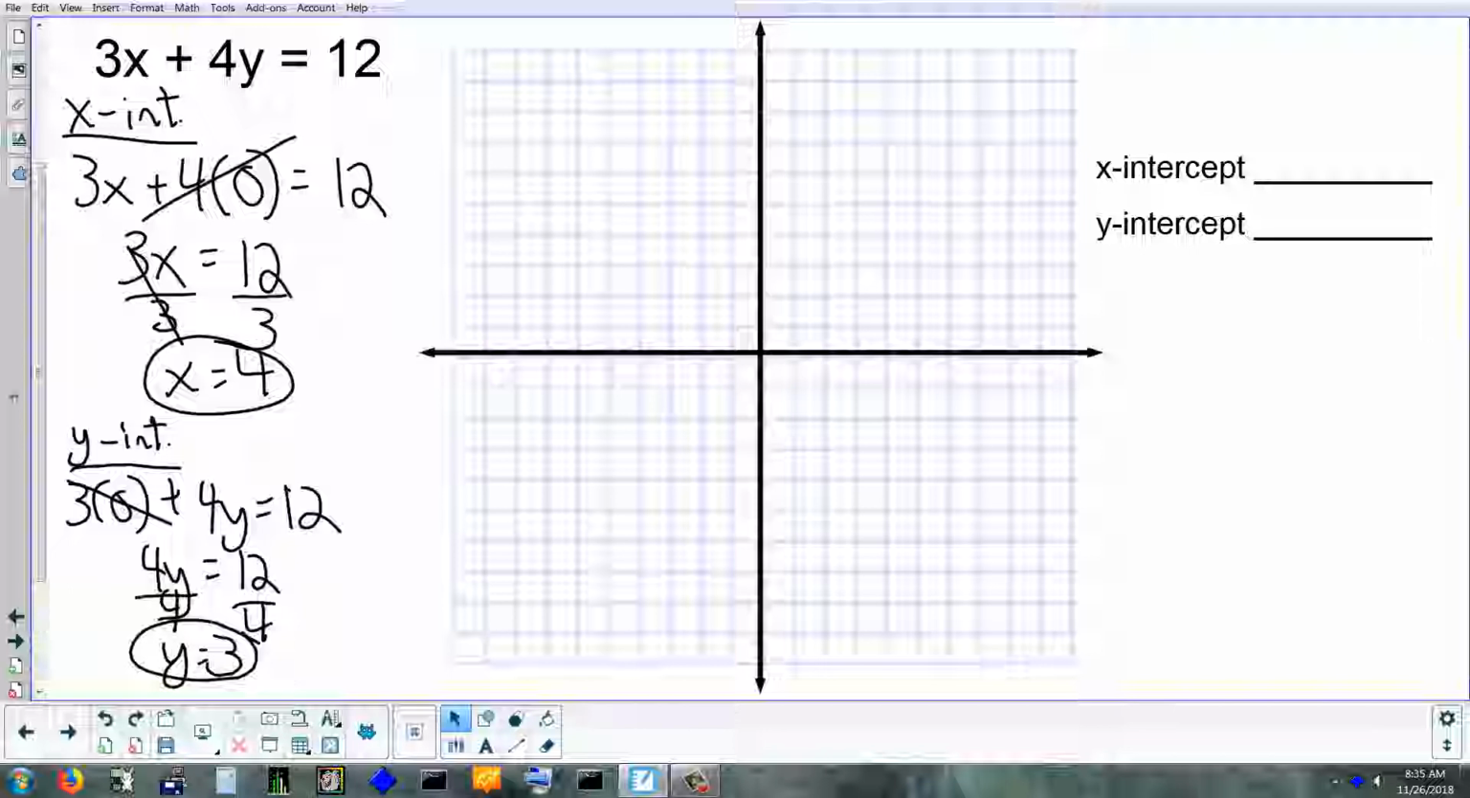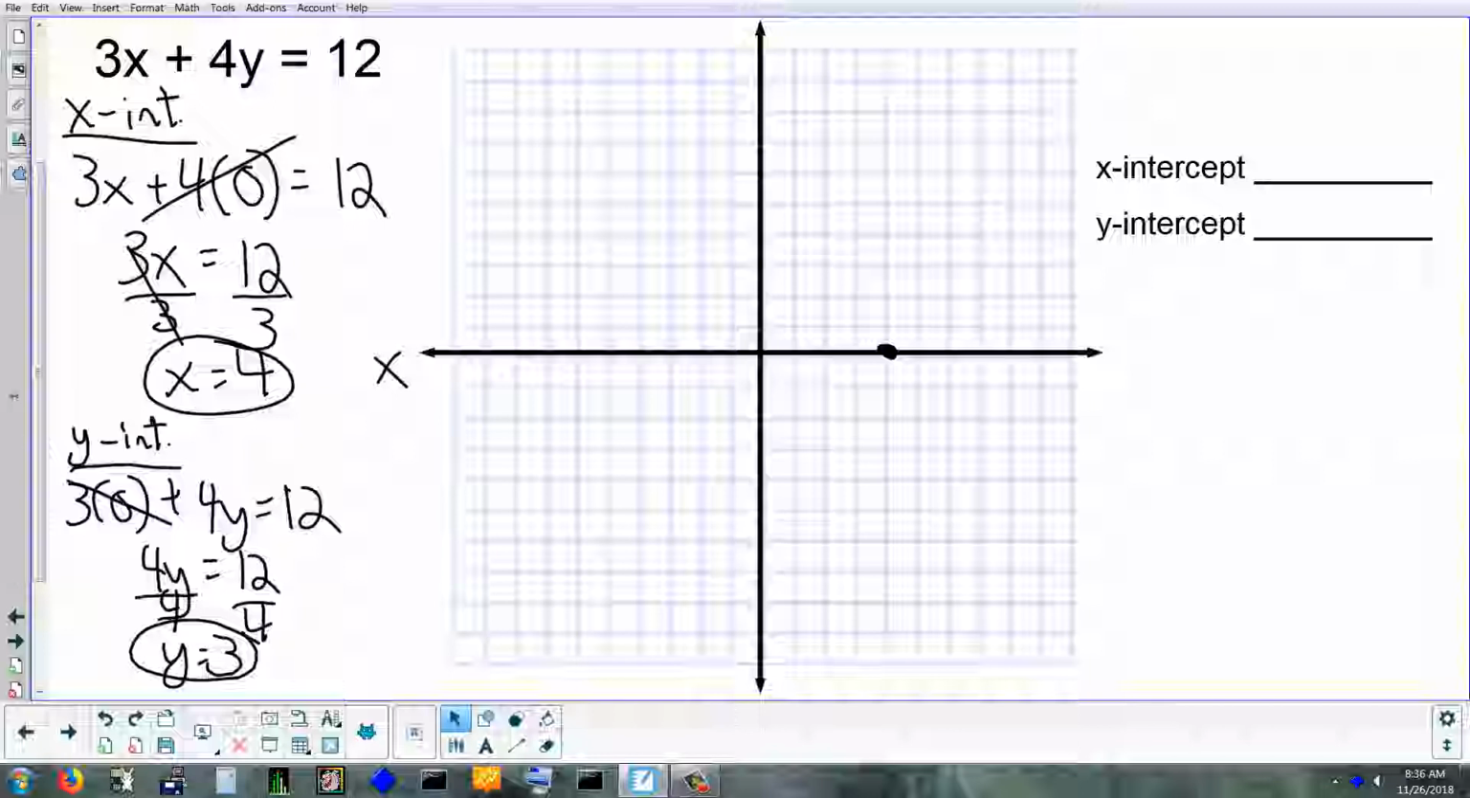Alex, how am I going to graph this? X equals 4. Which axis will I be graphing on, the X or the Y? What's that, buddy? Vertical. No, which one's the X-axis? The one that goes across and one that goes up and down? Across, right? Where's 4 on the x-axis? On the right or on the left? How many over? 4. 1, 2, 3, 4.